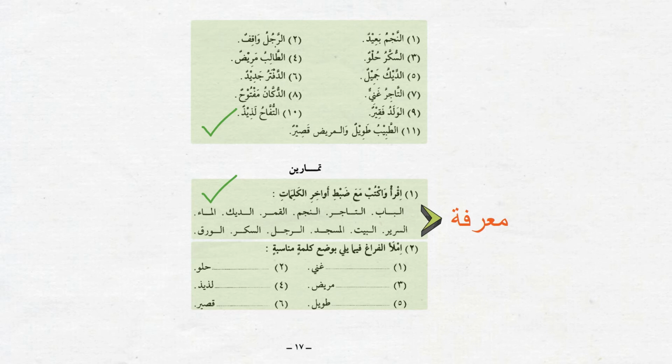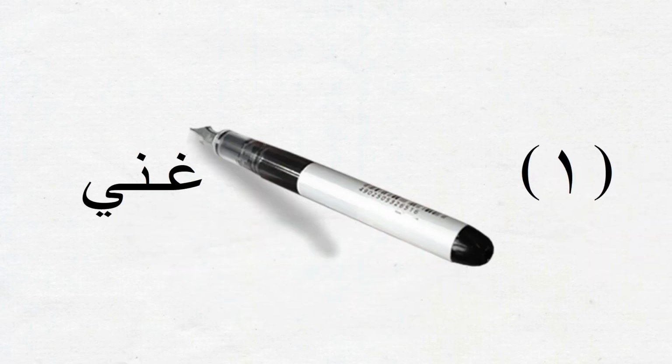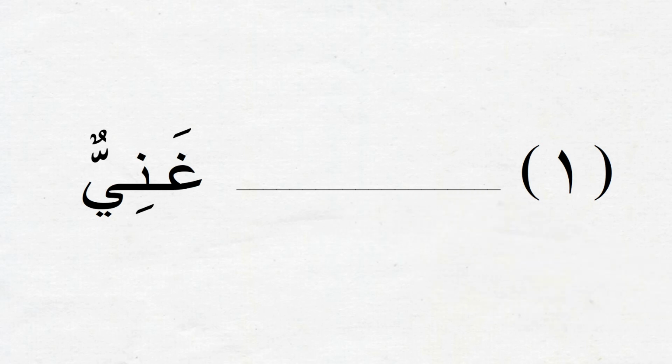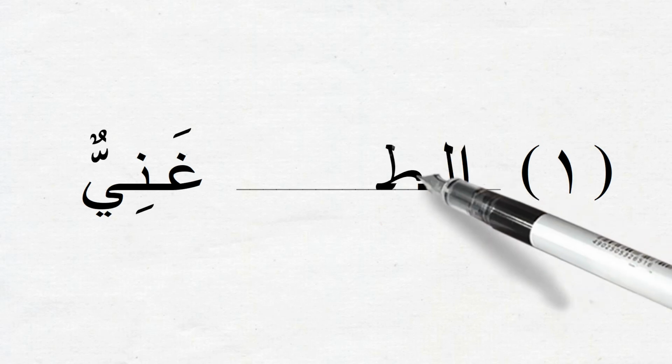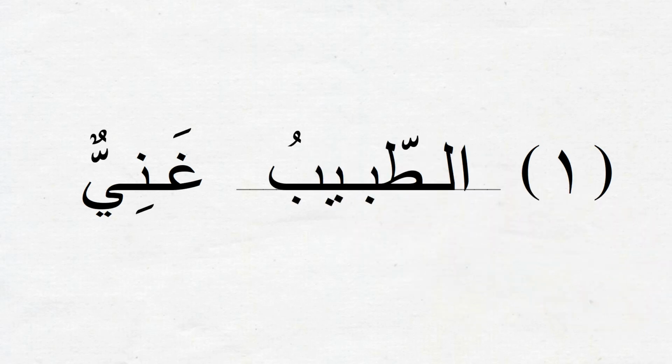Let's jump in. In exercise 2, we have khabar of Jumlah Ismiyyah given, and we need to figure out the proper mubtada for each jumlah. The first sentence, the khabar is ghaniyun, which means rich. What would be the right mubtada here? We can put at-tabibu, the doctor, or at-tajiru, the merchant, right? Let's put at-tabibu. At-tabibu ghaniyun, the doctor is rich.